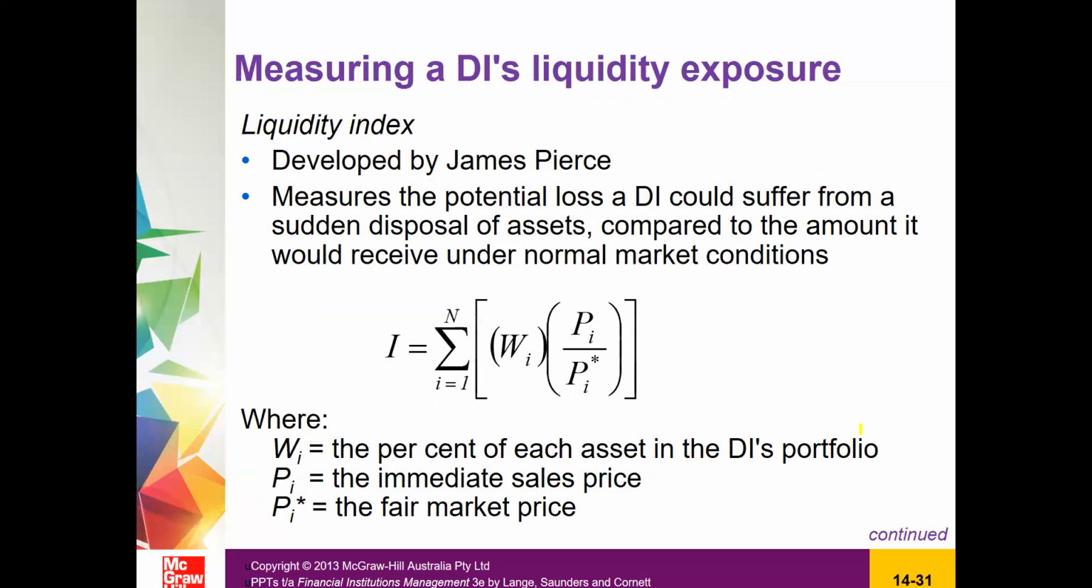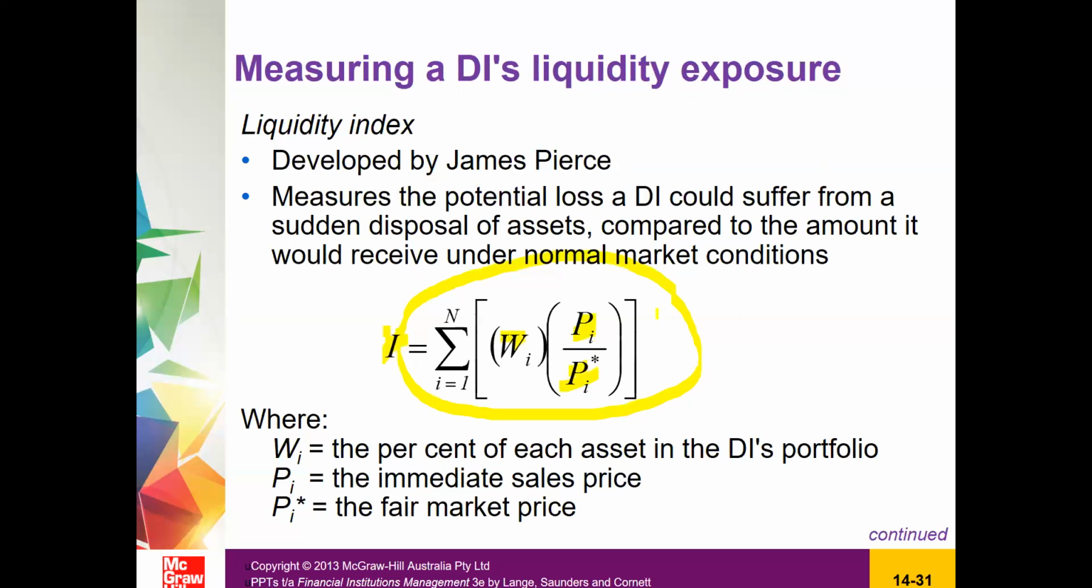So the greater the difference between the immediate fire sale price and the fair market price, the less liquid a depository institution's portfolio of assets is. A depository institution's liquidity index is measured, as you can see by this equation, where P_i is the immediate sale price and P*_i is the fair market price of asset i, and W_i is the weight of each of the assets in the portfolio.